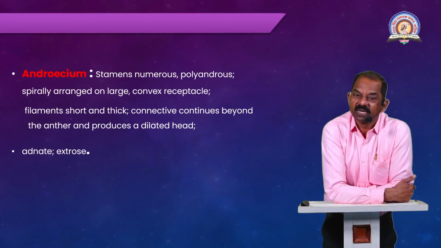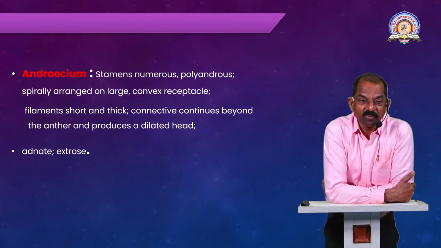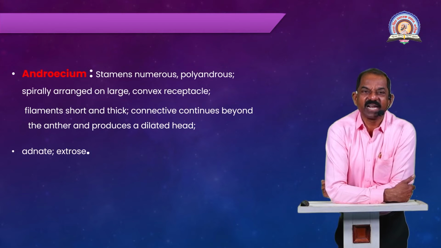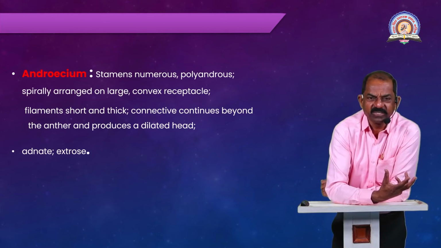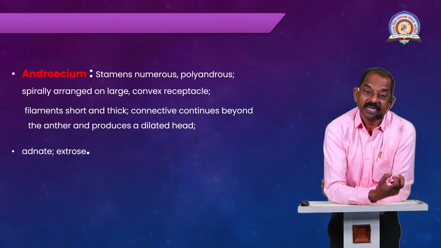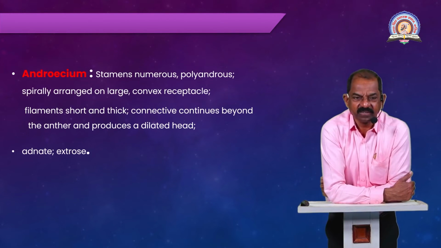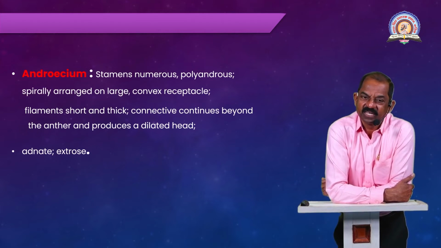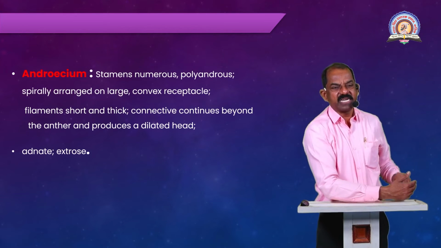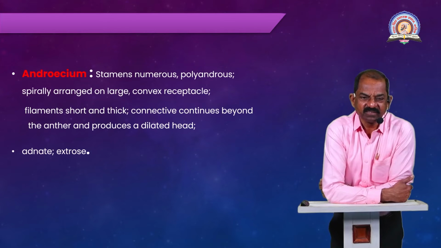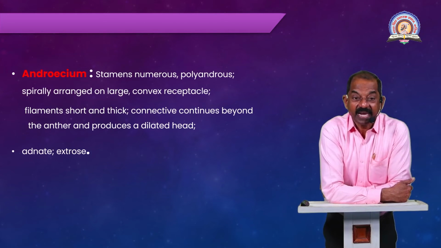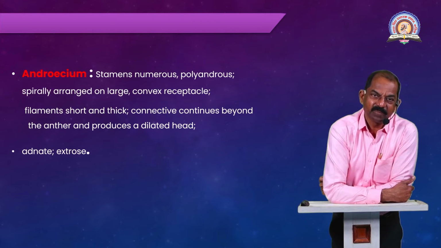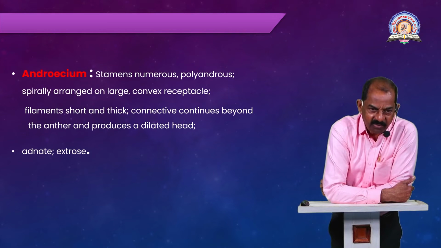Here, in the androecium, the stamens are numerous. They are polyandrous. They are spirally arranged on a large convex receptacle. There is the formation of a convex receptacle on which the stamens are spirally arranged. The filaments are generally short and thick, the connective is continuous behind the anther and produces a dilated head. So such a type of adnate and extrorse stamens are formed in the family Anonaceae.